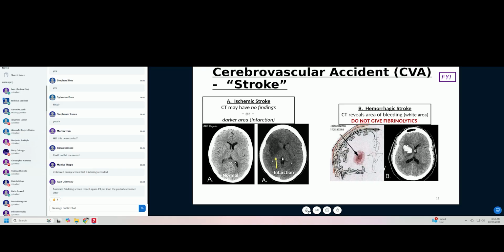For the hemorrhagic stroke, you're going to do the CT, and that bleeding is happening right then and there, so you're going to see this white appearance in the brain. That's your blood. And again, you don't want to give fibrinolytics with this because we don't want to make this worse. If we give fibrinolytics, then this person is going to keep bleeding more.